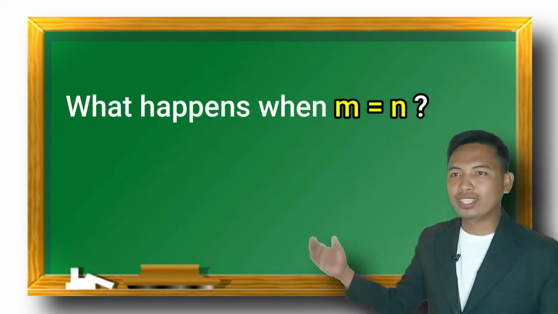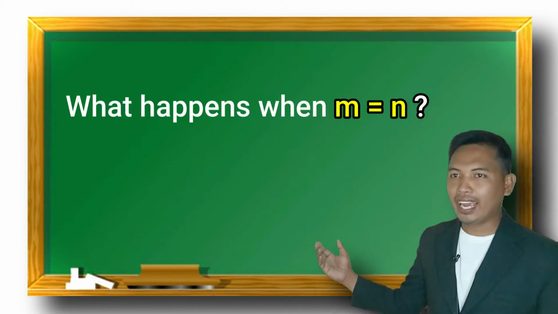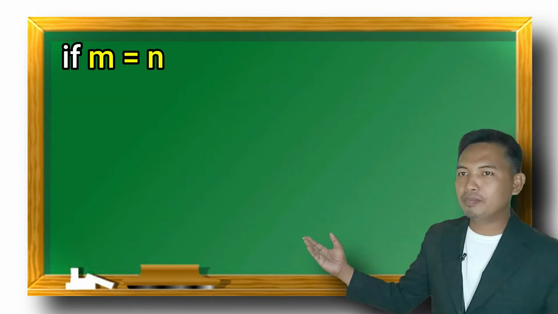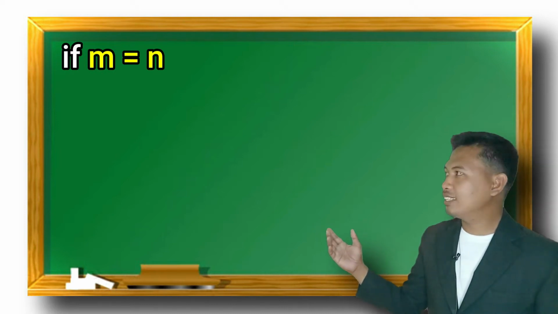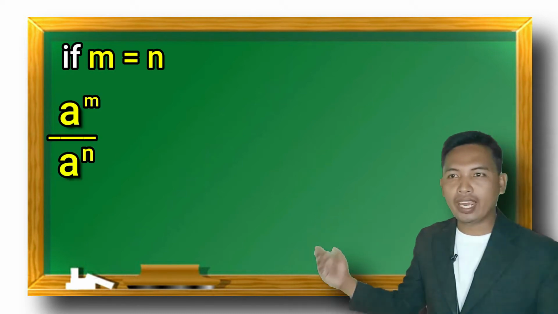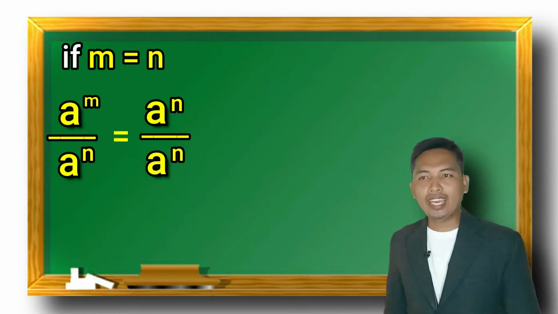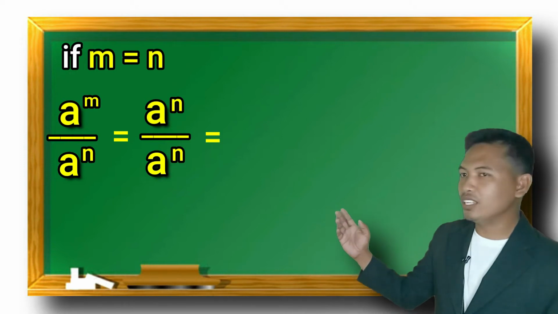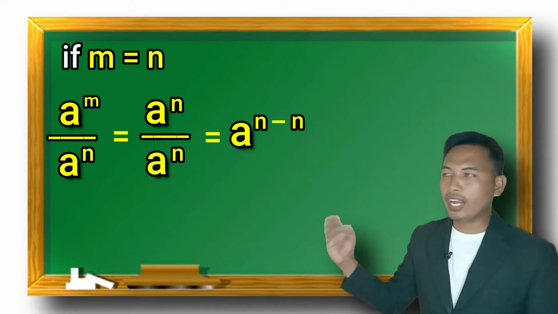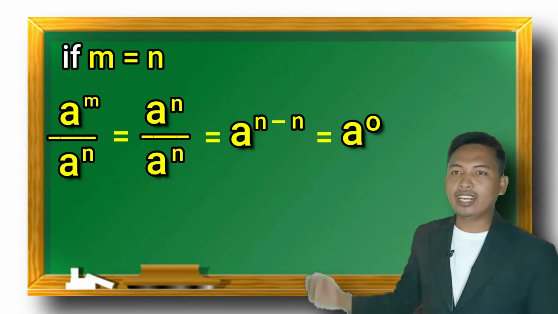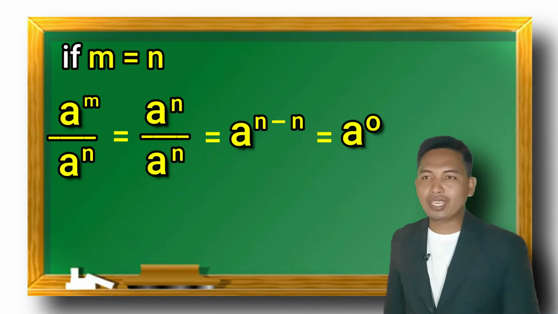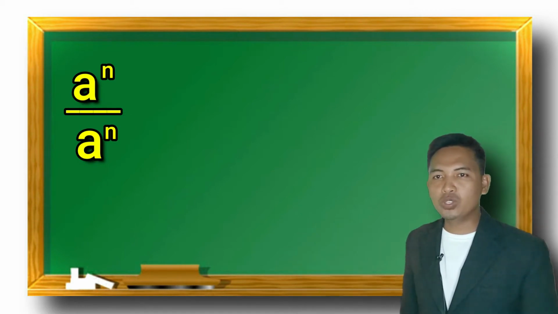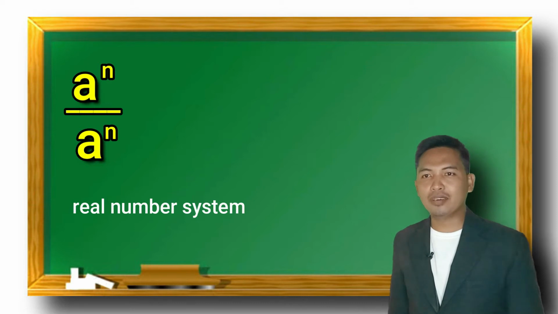What happens when m equals n? So consider the example below. If m equals n, then a raised to m over a raised to n is equal to a raised to n over a raised to n, which is equal to a raised to n minus n, or a raised to 0. Also, we can simplify the expression a raised to n over a raised to n with the use of the properties of the real number system.